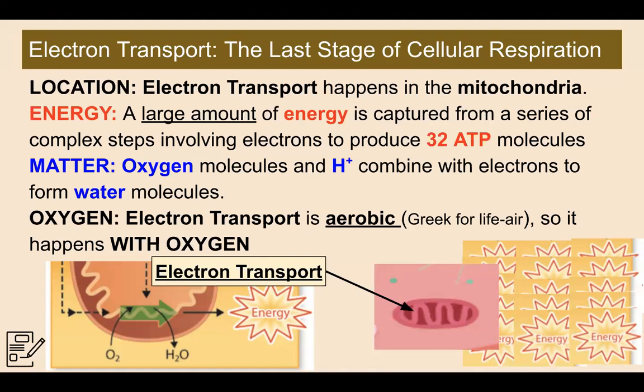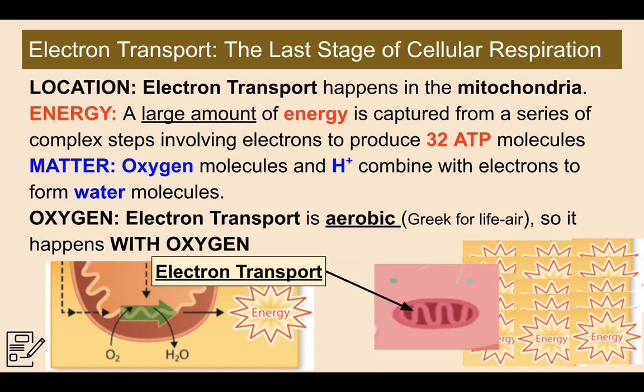Finally, we have our electron transport, which is the last stage of cellular respiration. Electron transport happens in the mitochondria. So we have glycolysis that happens outside of the mitochondria, the Krebs cycle that happens in the mitochondria, and electron transport, or the electron transport chain, which happens inside of the mitochondria as well.